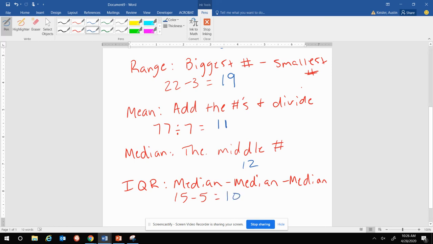So that's all your different mean, median, mode, range, and IQR that we spend a lot of time on as a little review for data analysis.